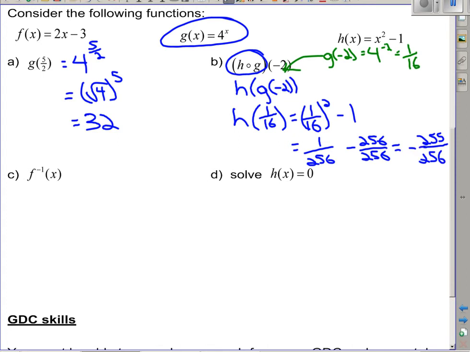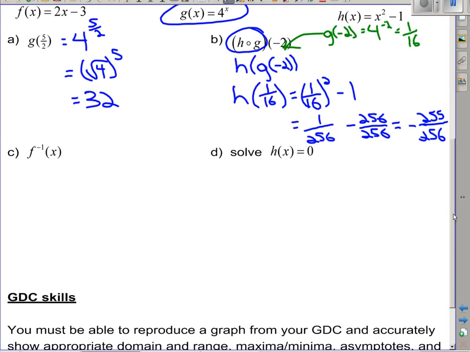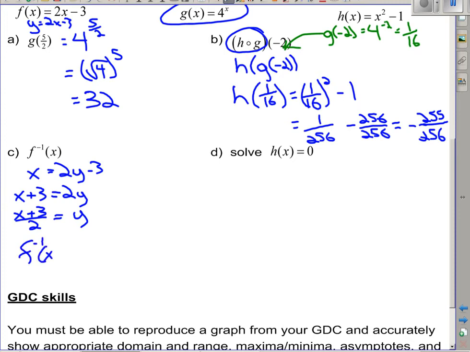Okay, inverses. If we want to find the inverse of the function f, that means, first of all, switching x and y. So the function f really meant y equals 2x minus 3. It's a linear function. It's got a y-intercept of negative 3. It's got a slope of 2. If we want the inverse, we switch x and y, so x equals 2y minus 3. Now we'll solve for y. So rewrite it in y equals form. And we get y equals x plus 3 over 2. So that's telling us the inverse of f of x is x plus 3 all over 2.